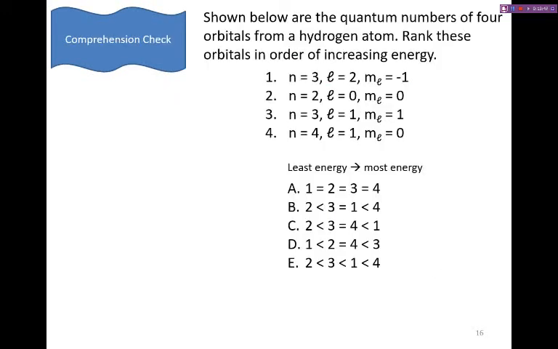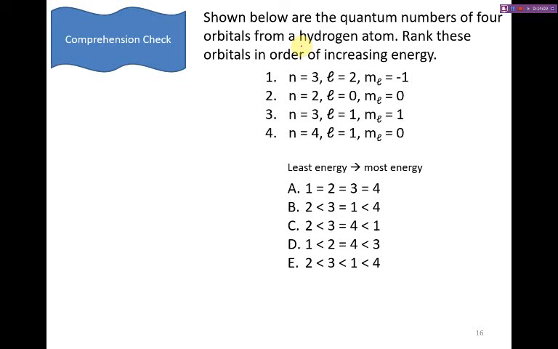Now you try one. Go ahead and pause the video and try this problem on your own and then come back. Welcome back. All right, so shown below you've got some quantum numbers and 4 orbitals of the hydrogen atom. We want to rank these in terms of increasing energy.